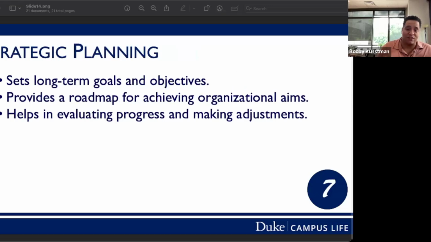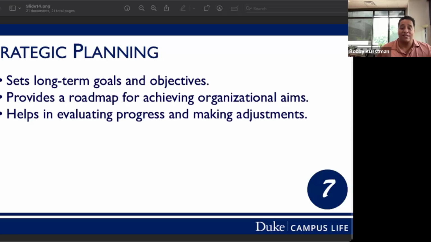Strategic planning would be our seventh idea here, and strategic planning provides direction for your organization. Setting long-term goals and objectives gives your organization clear direction and focus. Having a roadmap for achieving these goals keeps your organization on track. It helps you stay focused on your mission. And it also creates an opportunity for regular evaluation of what you all are doing. Is it essential that you're doing this, or do you need to change and do something different? It helps you measure progress. It helps you make the necessary adjustments to ensure that you're staying aligned with your strategic goals.